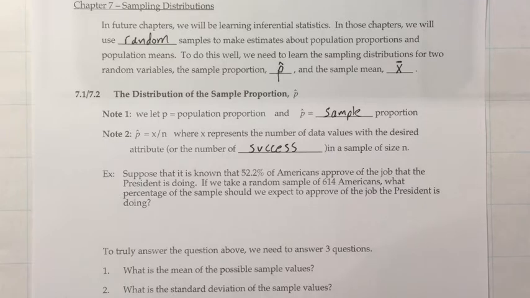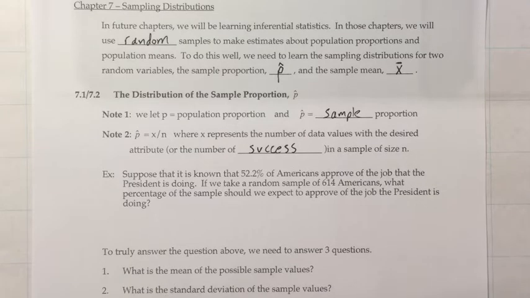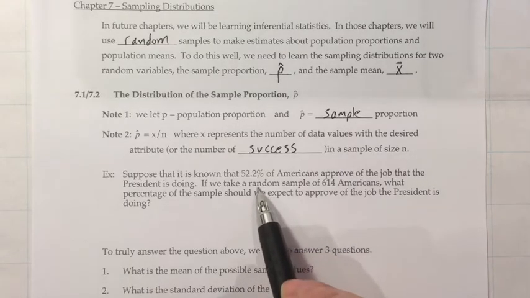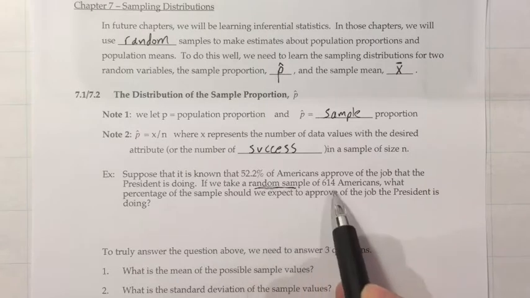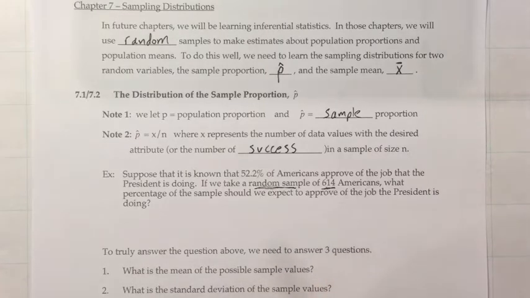All right, so let's look at an example to start to get a feel for this. Suppose that it's known that 52.2% of Americans approve of the job that the president is doing. If we take a random sample of 614 Americans, what percentage of the sample should we expect to approve of the job the president is doing? All right, so the key here is that it's a random sample and the size is fairly large.